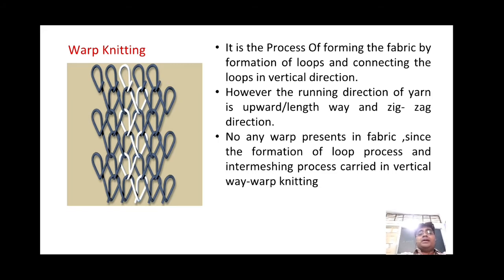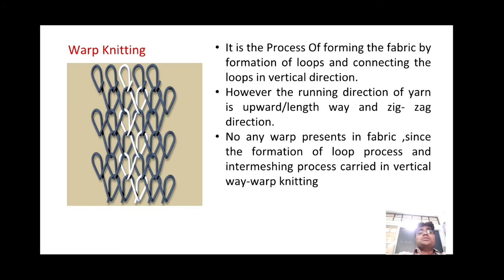The white yarn is going to run from bottom to the top, that is, in a vertical upward direction. So here in the case of warp knitting, the formation of loops is in the vertical direction.